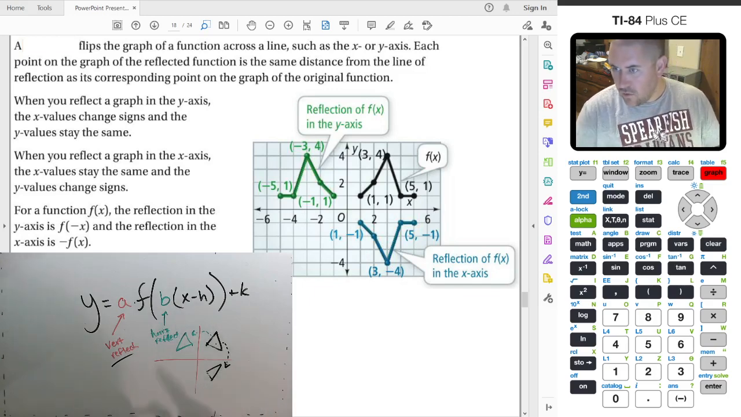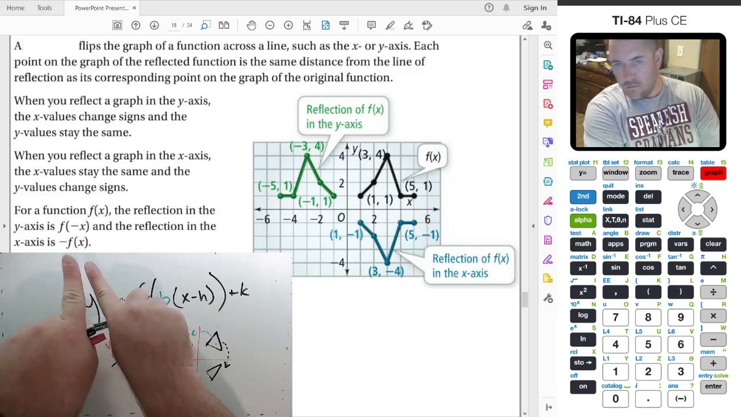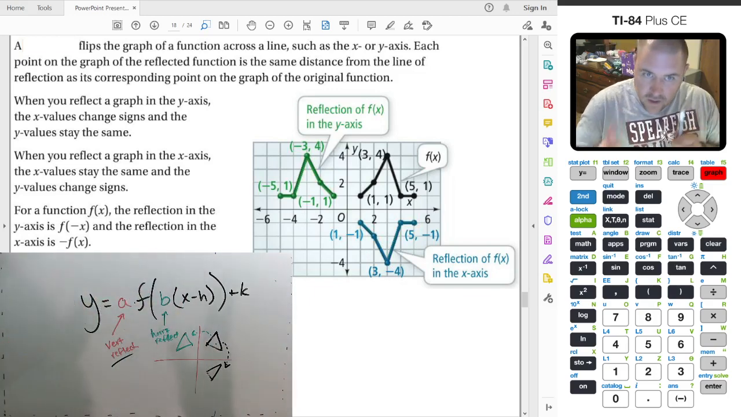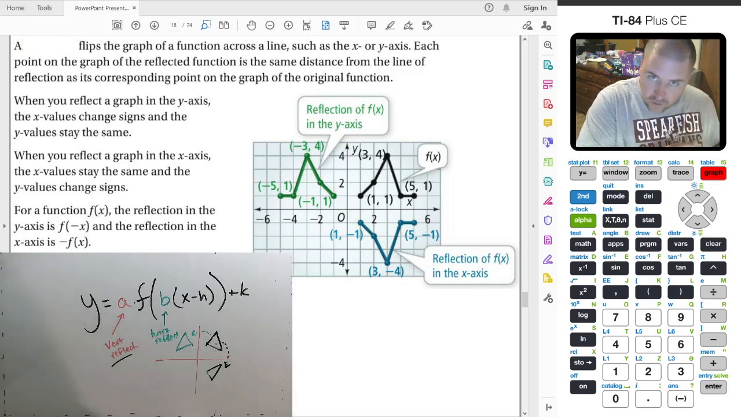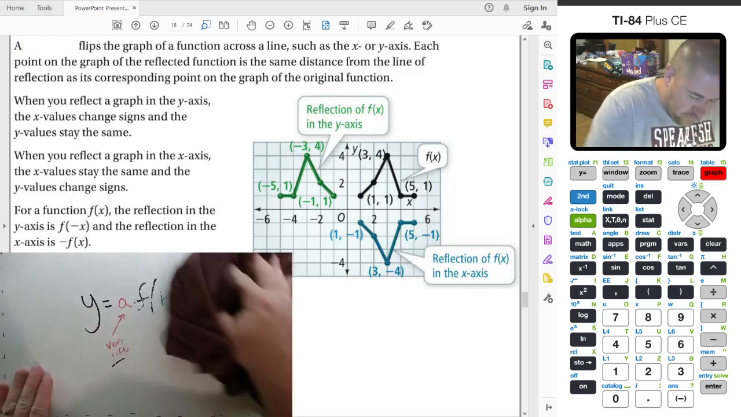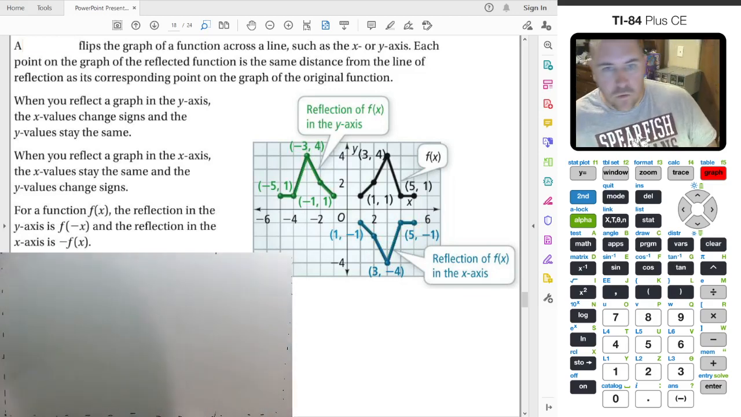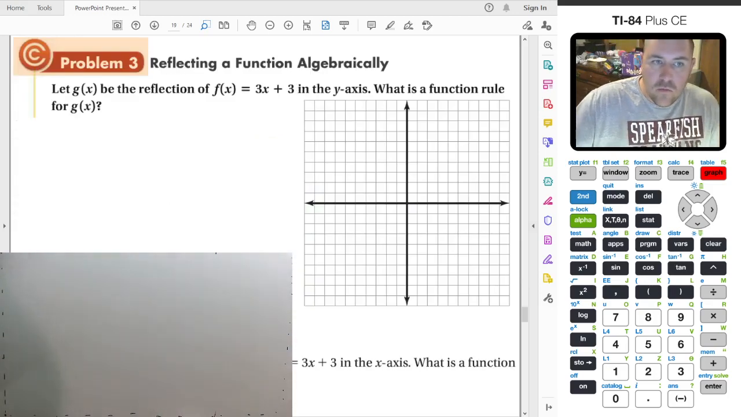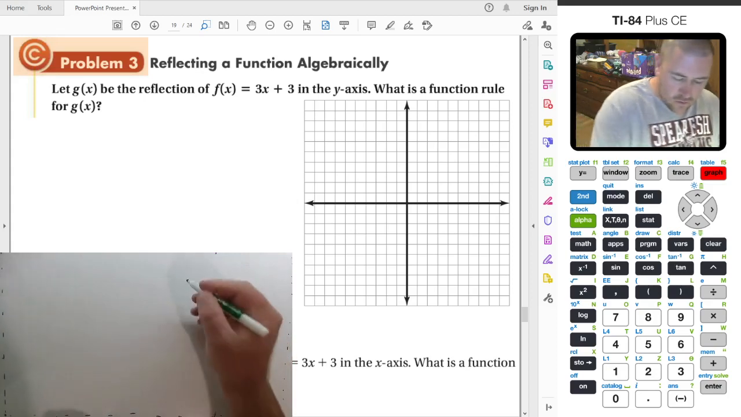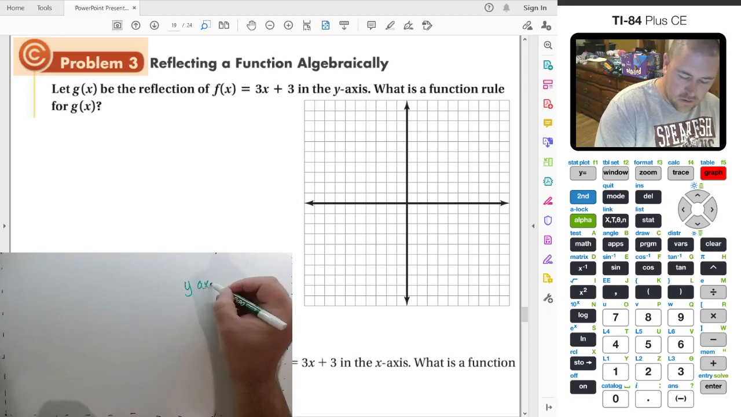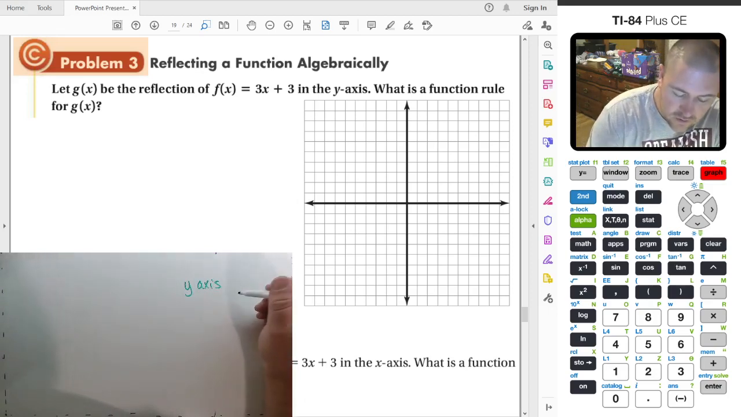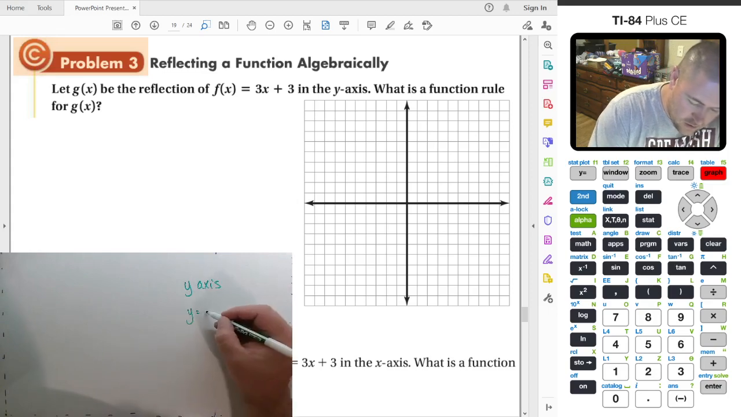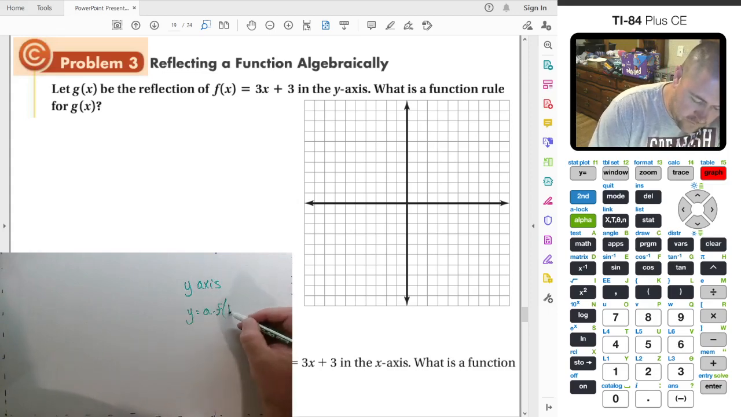Notice right there. Okay, is the negative in with the x, or is it out in front of the whole works? That's how you tell the difference. So take this, reflect it in the y-axis. What's a function rule for it? So reflect in the y-axis, I was supposed to put a times f of b x minus h. I really should just leave that on here, huh?